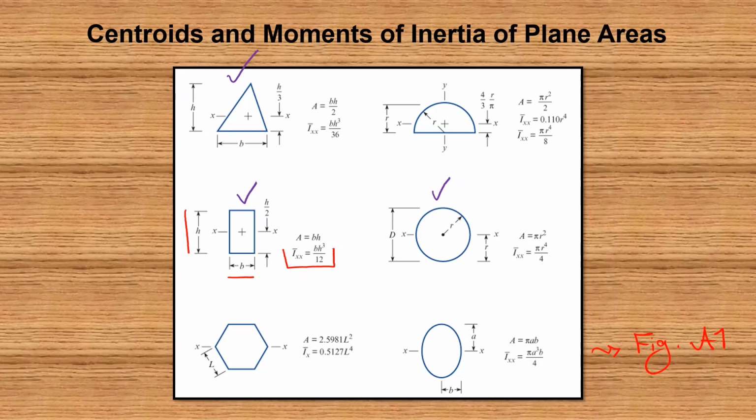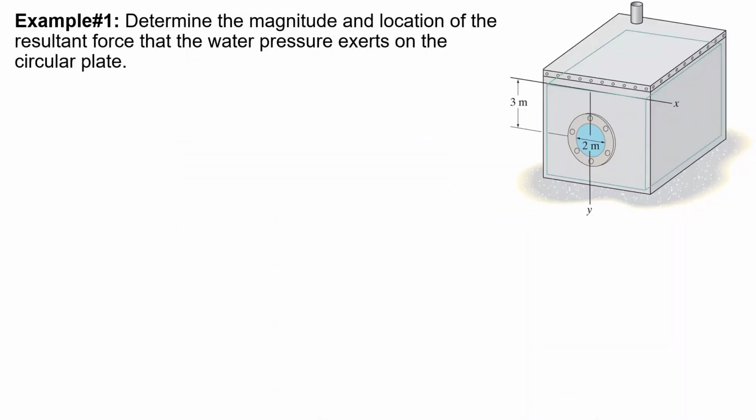It will be faster. In this example, we are going to determine the magnitude and location of the resultant force that the water pressure exerts on a circular plate. So this time we have a circular plate. This time I'm going to show the diagram and pressure distribution first. So this is the side view of that circular plate, and this is water. It's the surface of water that we have over here.